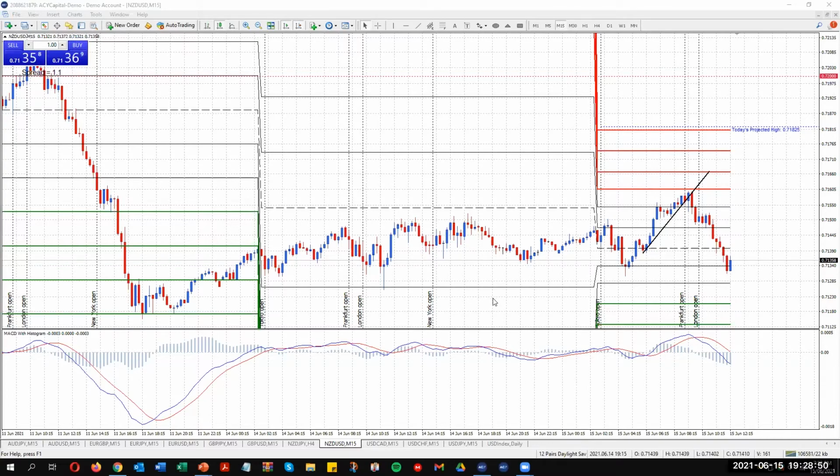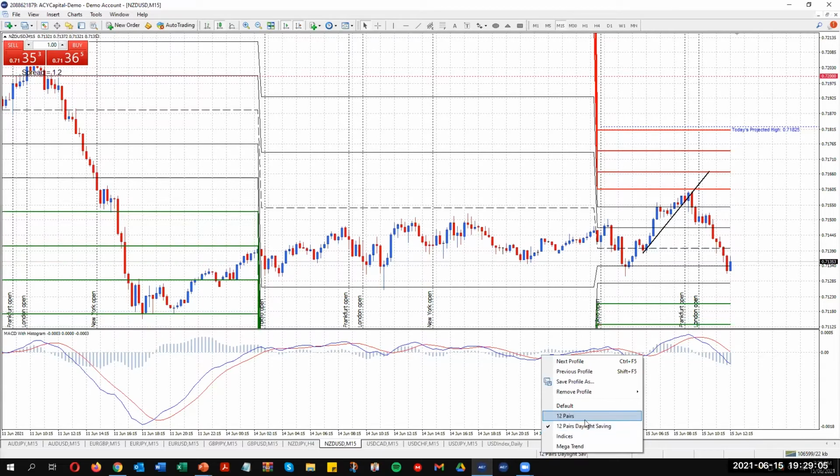So just as I'm talking about the platform I'm using tonight, as it's daylight saving in the Northern Hemisphere at the moment, I'm using the charts that are called 12 pairs daylight saving when I'm looking for setups. When it's not daylight saving in the Northern Hemisphere, I'm using the 12 pairs. All right, so just cover that with everybody.